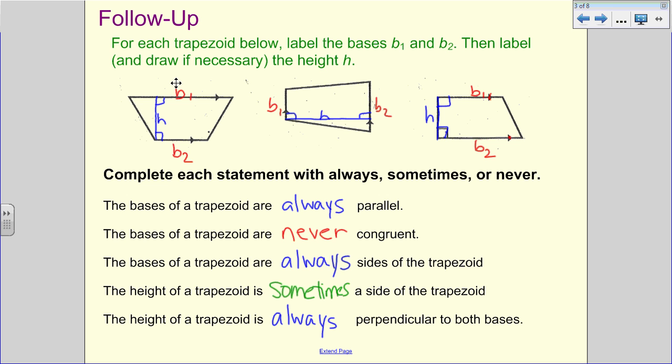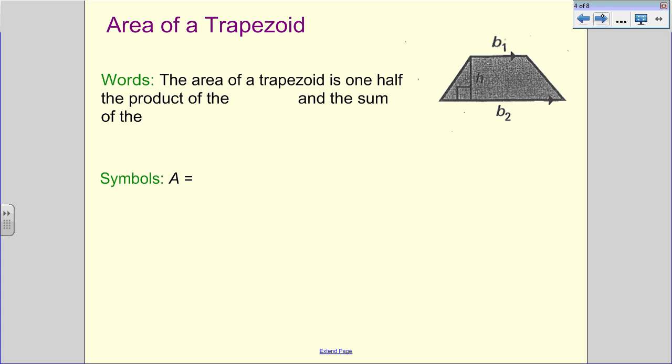perpendicular to both bases. All right, so we're going to take a look at the area formula. We did a little bit with this in class, and so we should be familiar with it. But it says the area of a trapezoid is 1/2. That means we're using two trapezoids to make some other shape. It's 1/2 the product of the height.